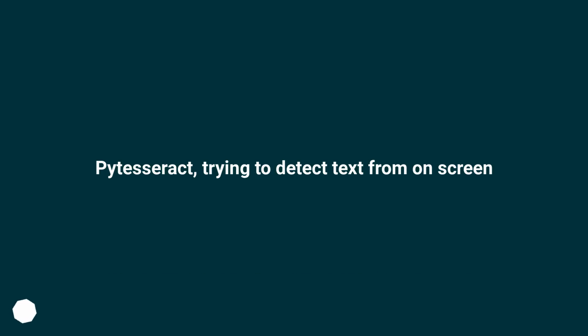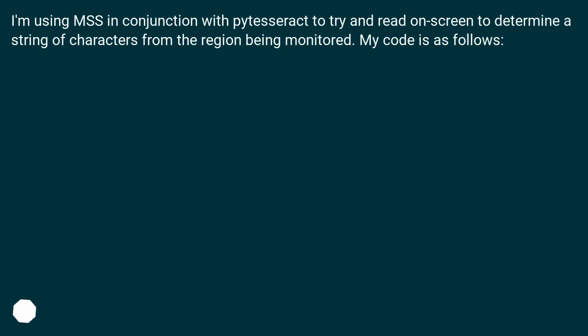Pytesseract, trying to detect text from on screen. I'm using MSS in conjunction with Pytesseract to try and read on screen to determine a string of characters from the region being monitored. My code is as follows.